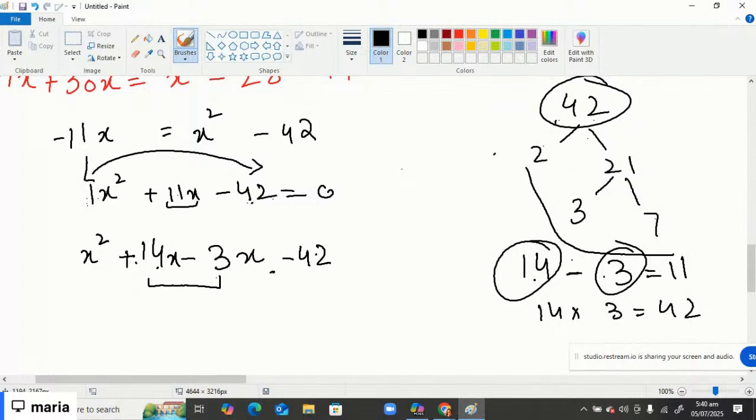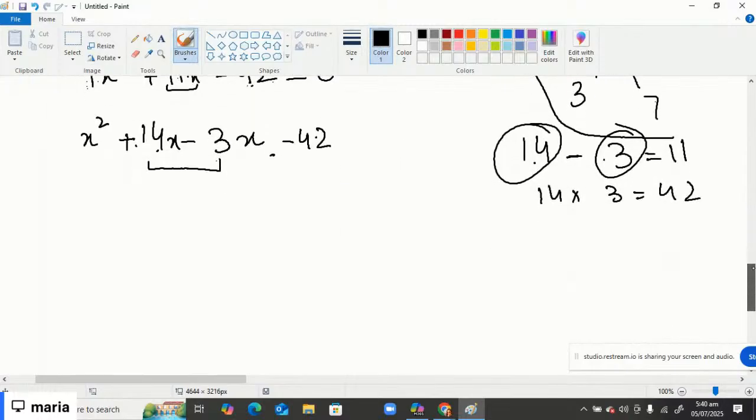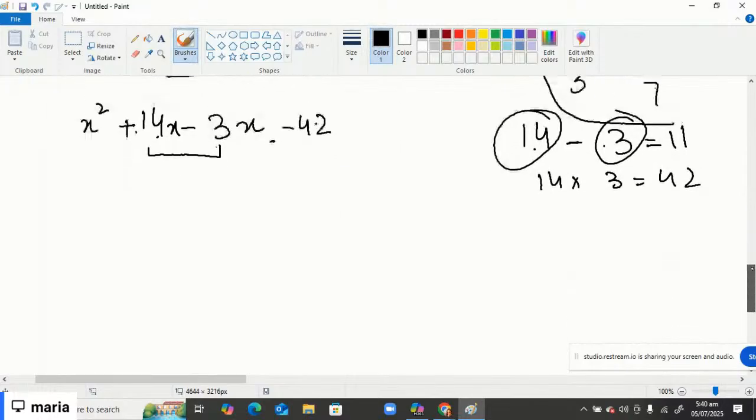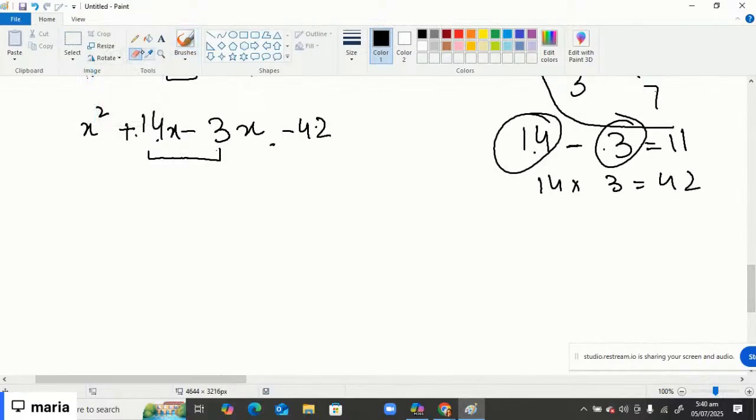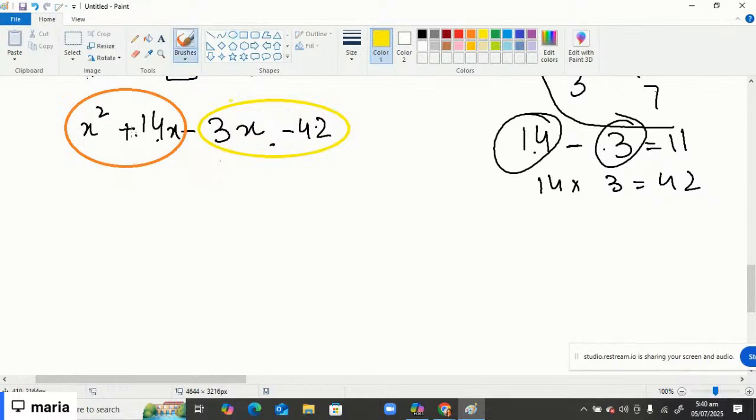Now what we do, we just take the common. First we take the common of the first two digits, then we take the common of the last two digits, and the answer in the bracket would be the same. So in the first two digits, which thing is common? Tell me. In the first two digits only x is common, so 1x is left here, 1x is taken common. Again 1x is left, only 14 is left here.